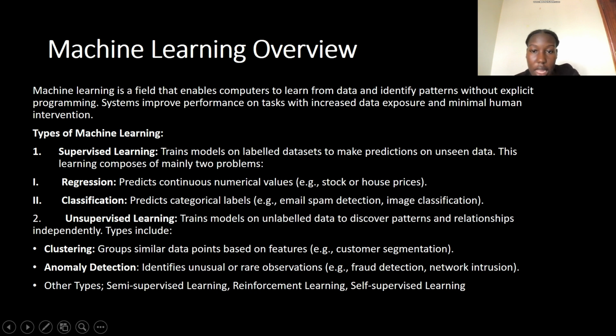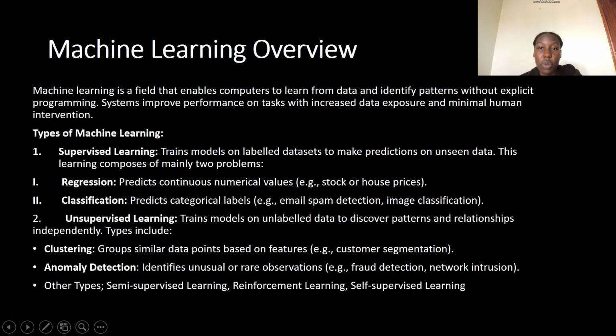There are several types of machine learning, but we can broadly categorize them into two main types, which is supervised learning and unsupervised learning. Supervised learning involves training models on unlabeled datasets to make predictions on unseen data, and it primarily consists of two types, which is regression and classification. In regression, the goal involves predicting a continuous numerical value based on one or more input features. Some applications are stock market prices or house prices given different features like number of bedrooms, location, etc.